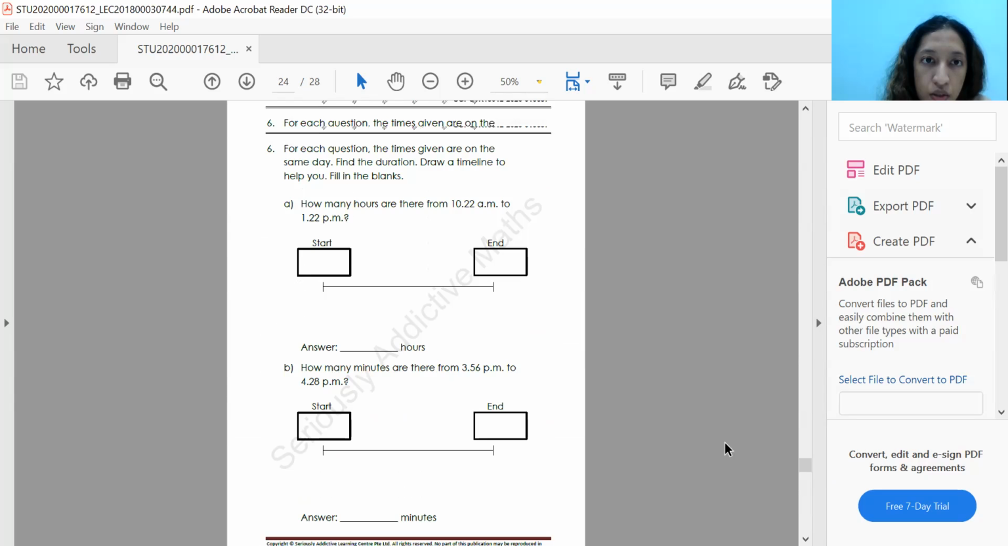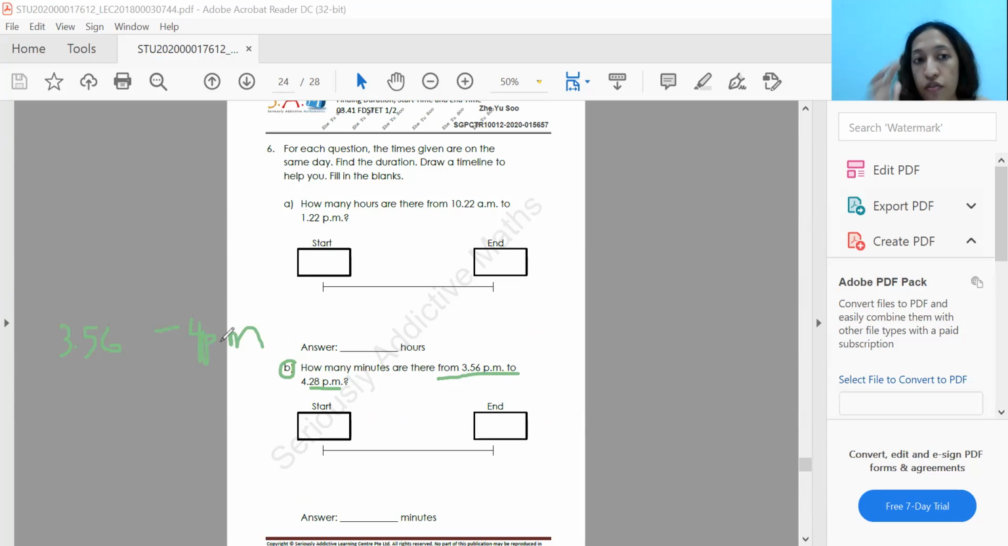Okay, now pause on this video over here and do B for me. All right, so let me go through now. How many minutes are there from 3:56 p.m. to 4:28 p.m.? Let us do 3:56 to 4 p.m. Let's break it this way. So 56 to 4 would make up how many minutes? 4 minutes, right? And then from 4 to 4:28 would be 28 minutes.